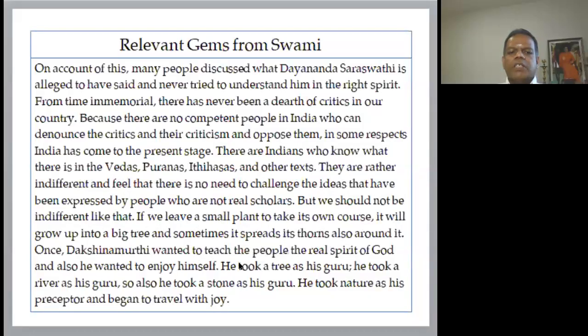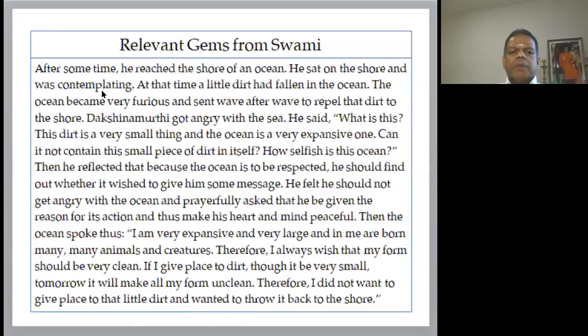Once Dakshinamurti wanted to teach the people of the real spirit of God. Also he wanted to enjoy himself. He took a tree as his guru, he took a river as his guru, so also he took a stone as his guru. He took nature as his preceptor and began to travel with joy. After some time, he reached the shore of an ocean. He sat on the shore and was contemplating. At that time, a little dirt had fallen in the ocean. The ocean became very furious and sent wave after wave to repel that dirt to the shore.